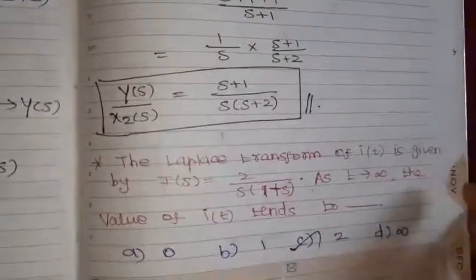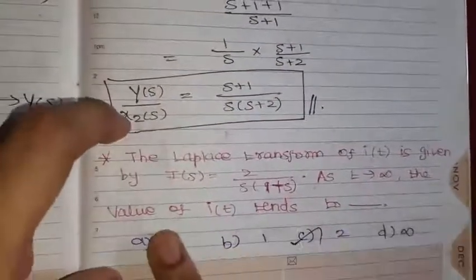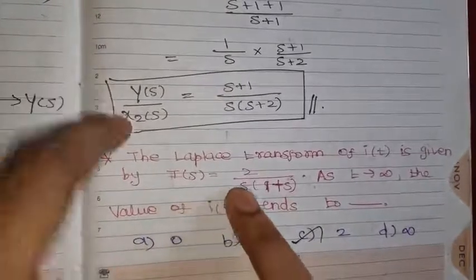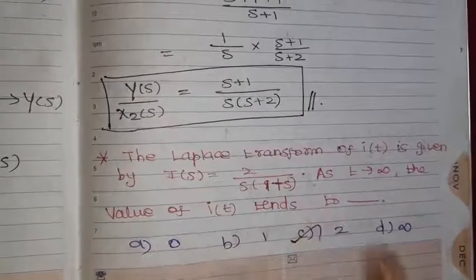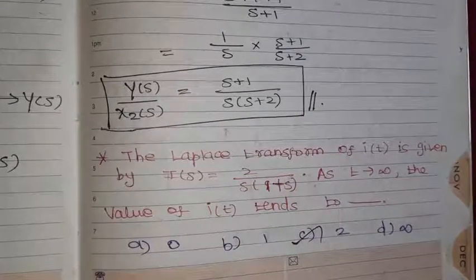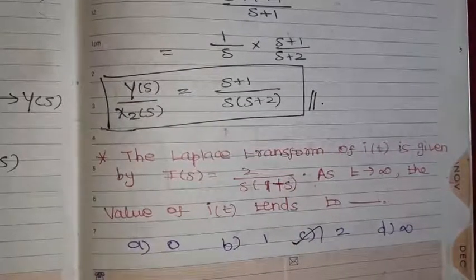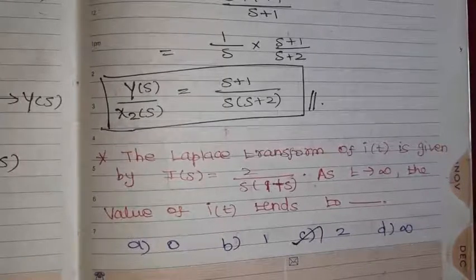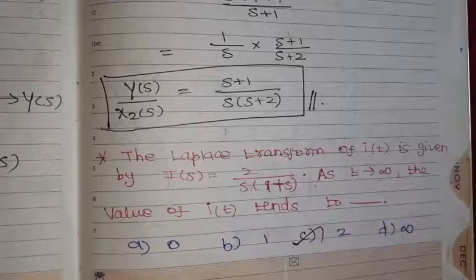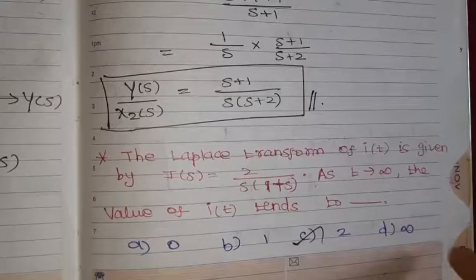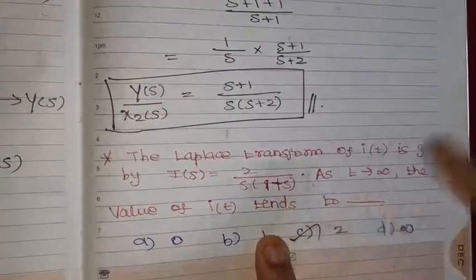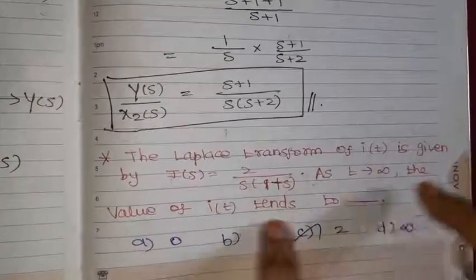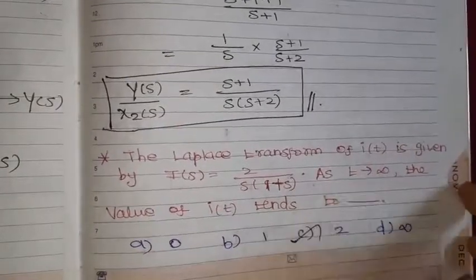Then the Laplace transform of i of t is given by I of s is equal to 2 by s into 1 plus s. As t tends to infinity, what is the value of i of t? I of s value is given. As t tends to infinity, it means steady state value or final value.